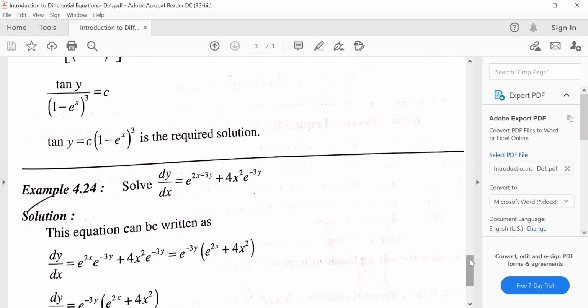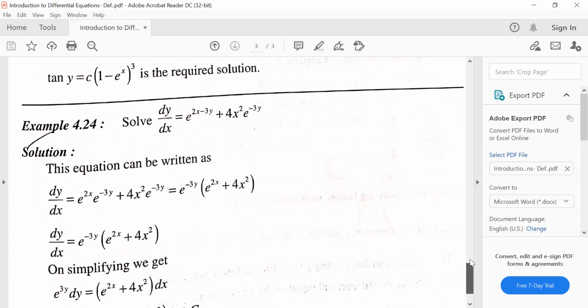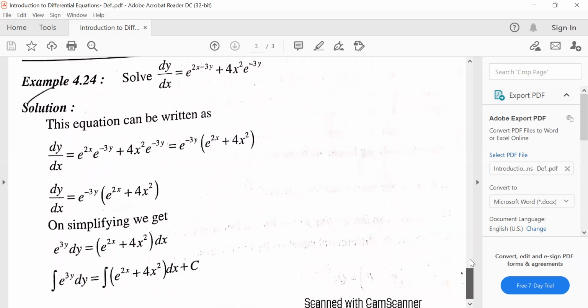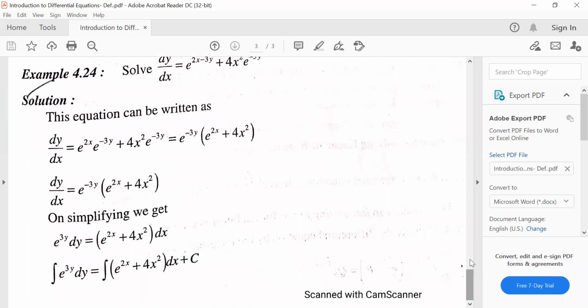You can see one more example. dy by dx equals e power 2x minus 3y plus 4x square e power minus 3y. Here also we try, if possible. Just by converting them, we see that it can be easily simplified as variable separable. All the y terms to one side, x terms to the other side. So it has now become variable separable.